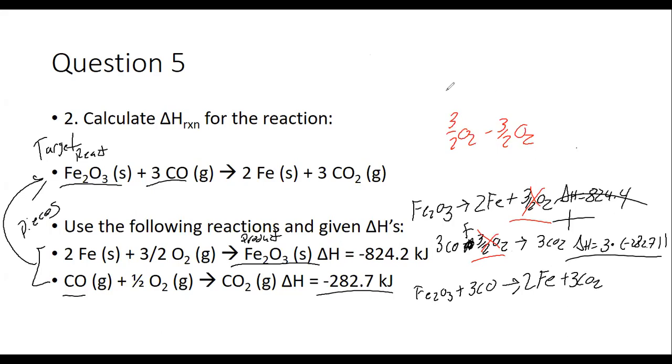Whoops, I didn't mean to cross that out. You just add them together. So it'd be delta H equals 824.4 plus whatever 3 times negative 282.7 is. And again, there was an example like this on our homework for this weekend that hopefully helps reinforce this.